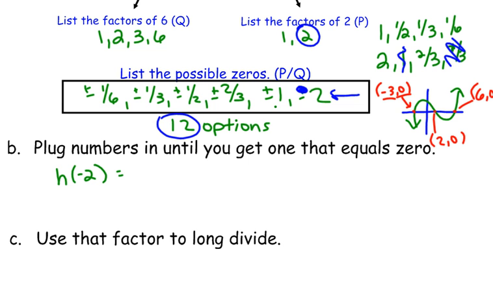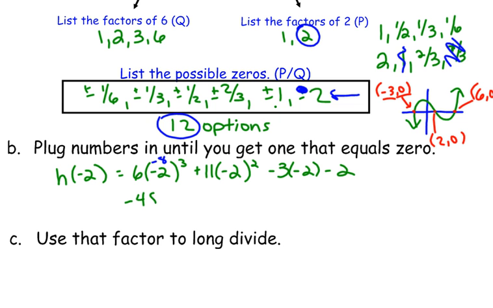If I plug it in again, I would have 6 times negative 2 cubed plus 11 times negative 2 squared minus 3 times negative 2 minus 2. Negative 2 cubed would be a negative 8, and then times 6 would be negative 48. Negative 2 squared is still 4, so plus 44 plus 6 minus 2.